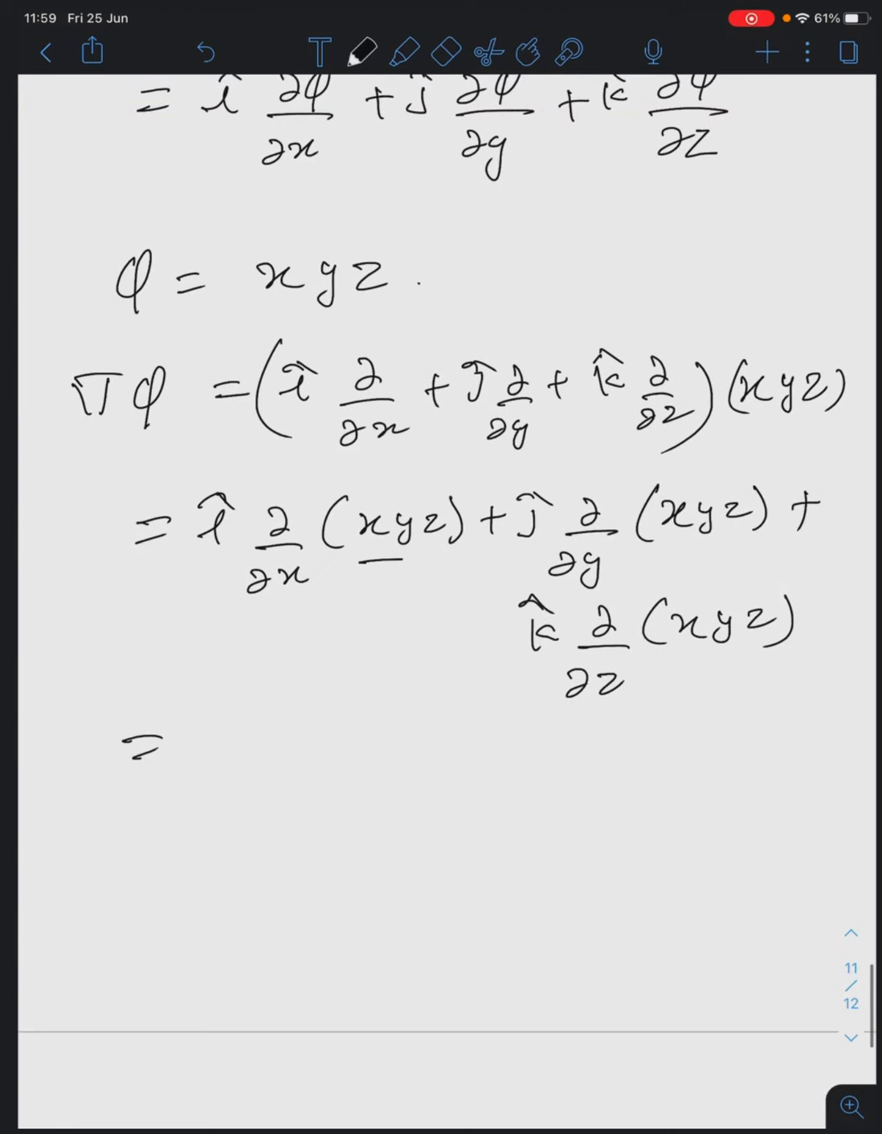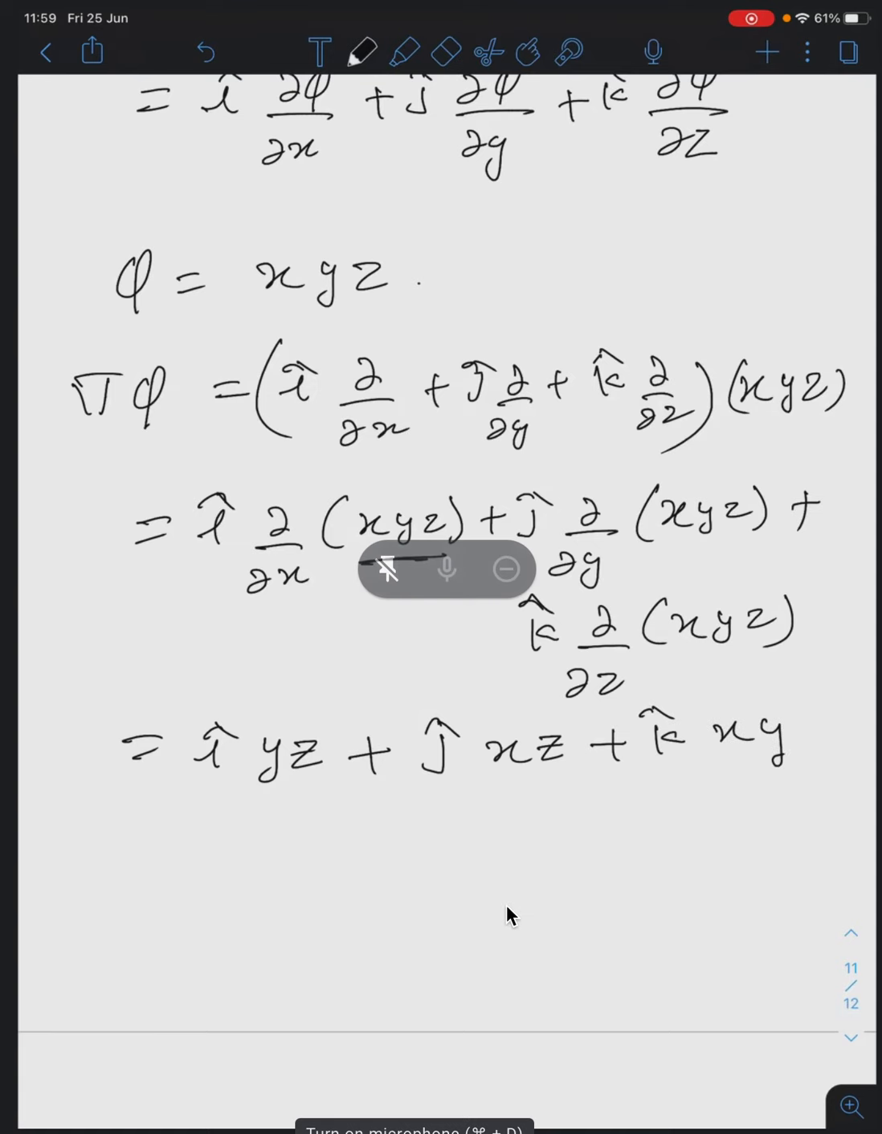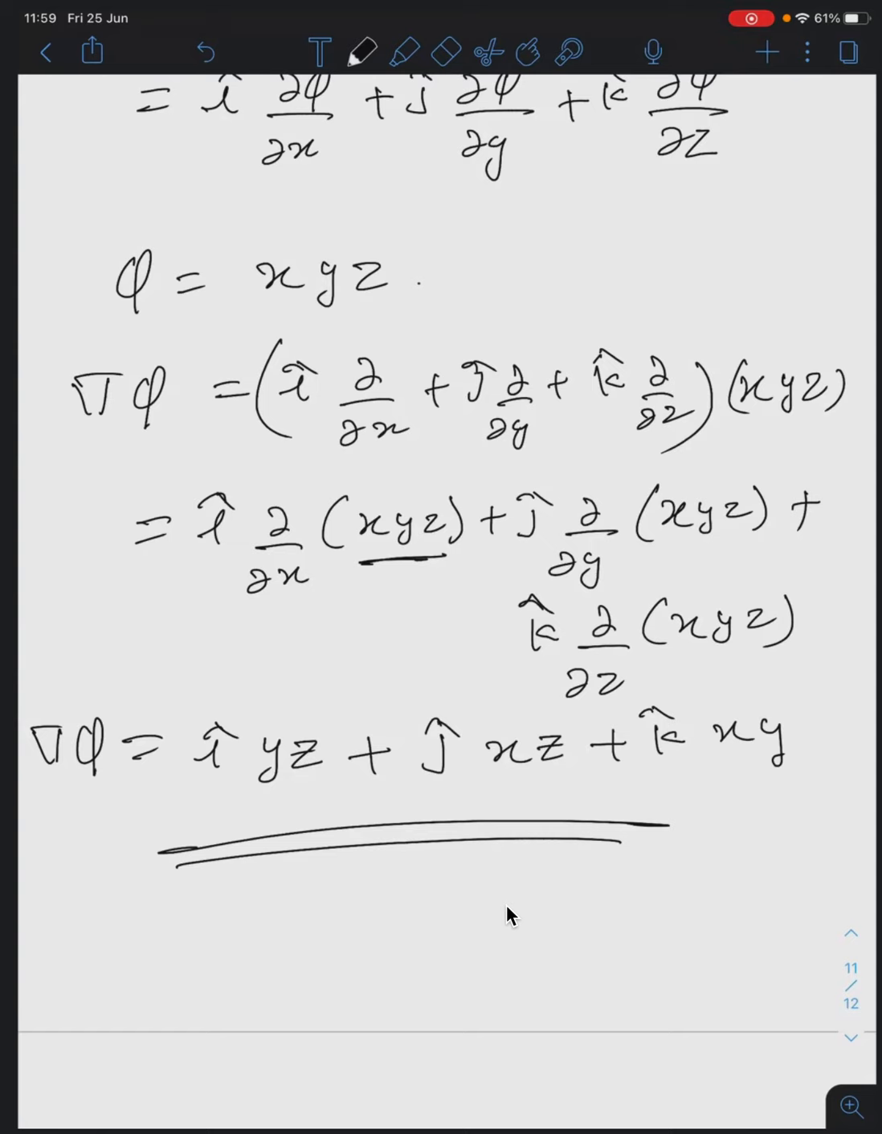Now you have some function which is in terms of x, y, z, and you are partially differentiating with respect to x. So what will be the result here? yz. Similarly, j will have xz, plus k xy. So this result you are going to get. This is del phi, the gradient of phi, where phi is x into y into z. It can be any function, but this is how you calculate the result.